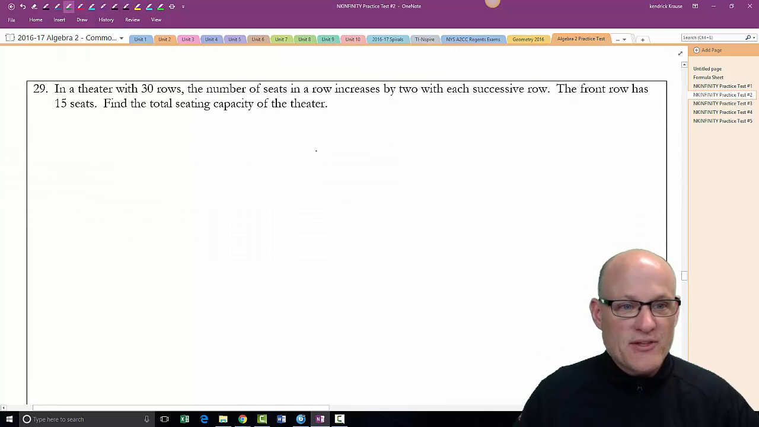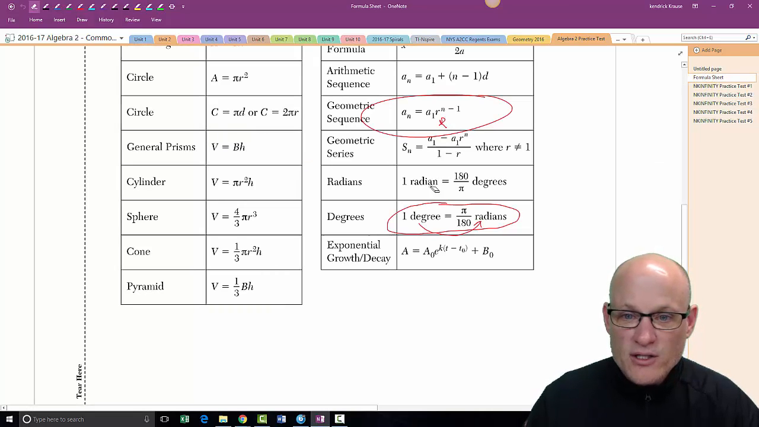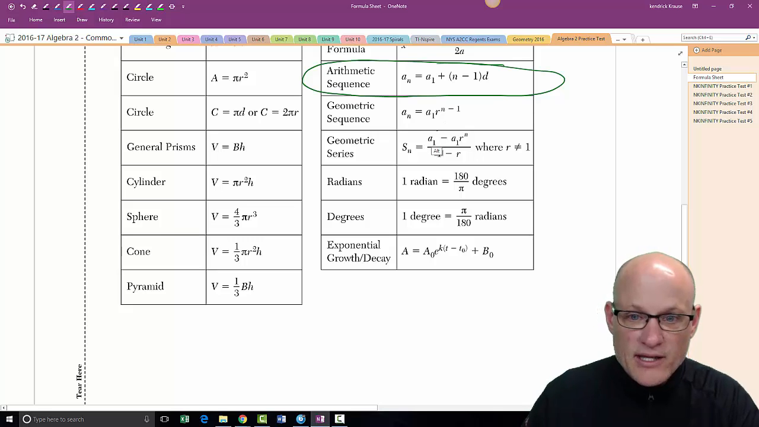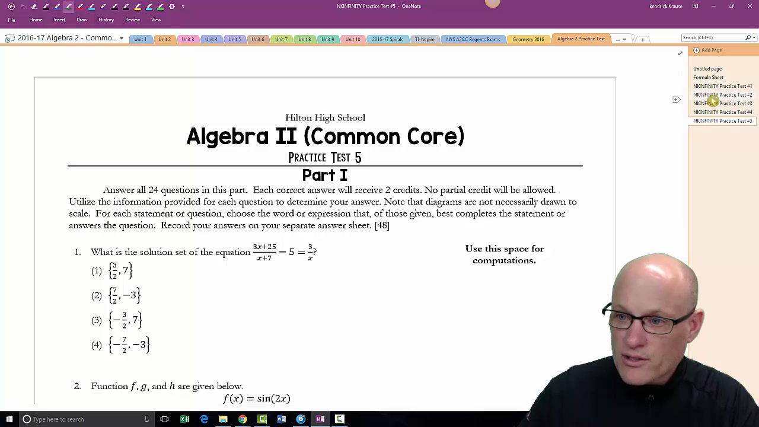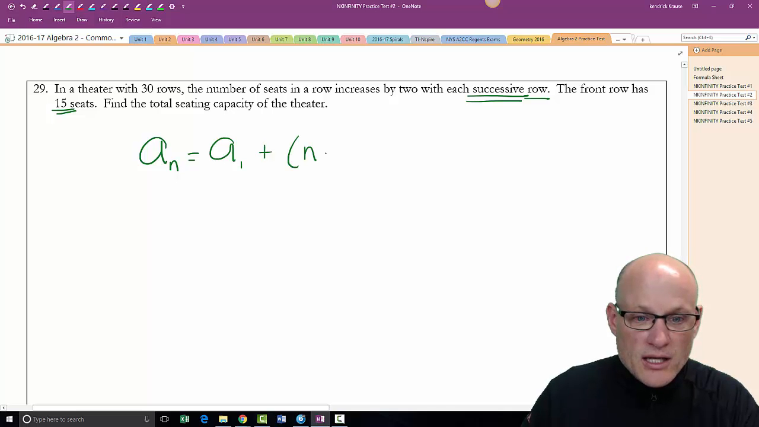Very fast. In a theater with 30 rows, the number of seats increases by 2 with each successive row. The front row has 15 seats. Well, you should know that this is an arithmetic sequence. You should recognize an arithmetic sequence because we add the same thing over and over again. And there's your formula: a sub n is equal to a sub 1 plus n minus 1 times d.